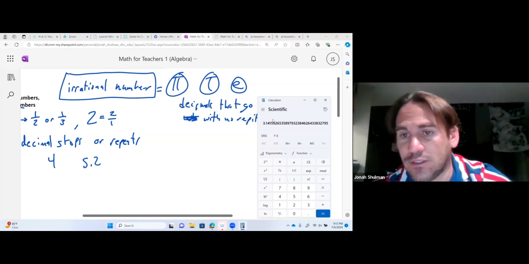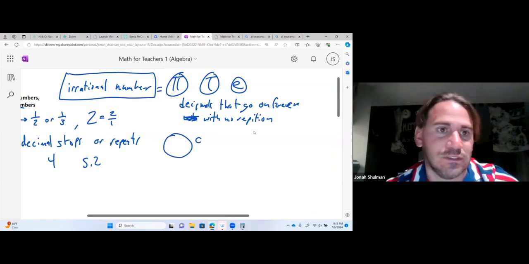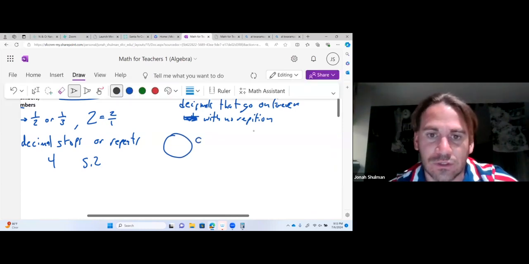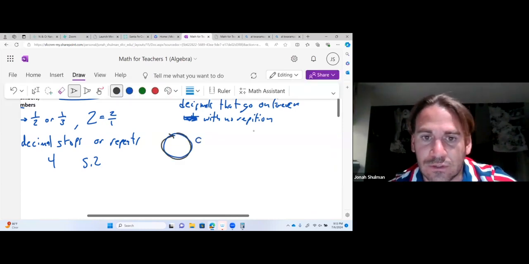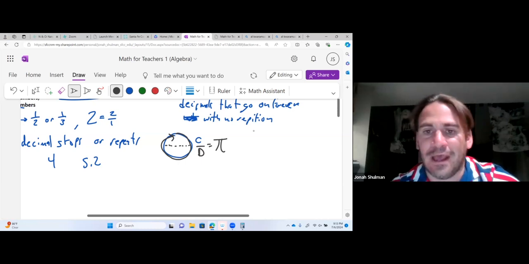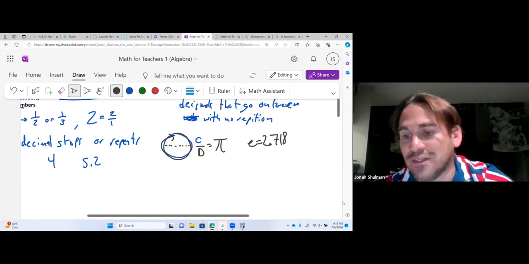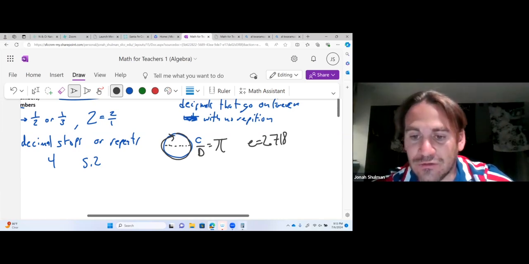Oh, and how do you get pi? You just take the circumference of a circle, so the distance all the way around the circle, and you divide that by the diameter. Guess what that gives you? Pi, for any shape. Euler's is the money number, 2.718, and it's used all the time for things that go on forever.